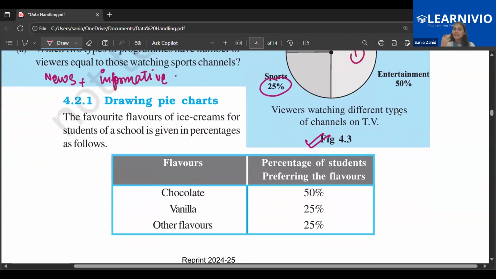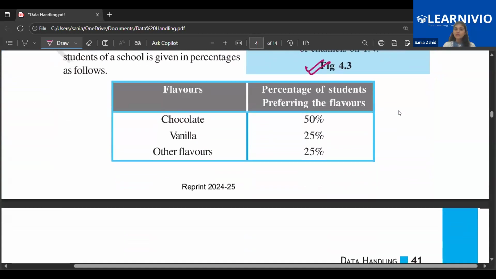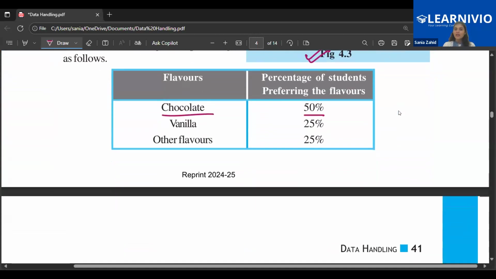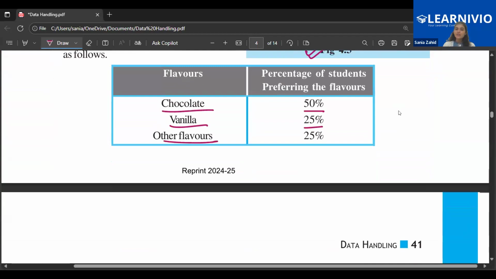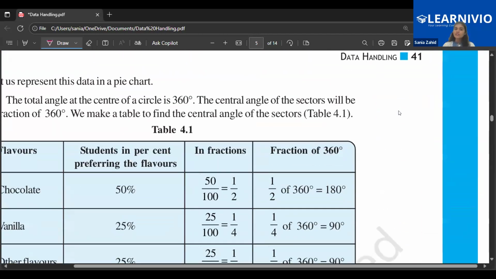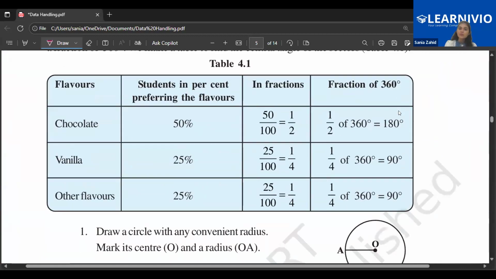Next is children. Now this was basically analyzing the pie chart. Now we come to how are you going to draw the pie chart. So for example, you have chocolate is 50% and vanilla is 25% and other flavors is 25%. This is the information that is given. According to this information, now how will you draw the pie chart? So children, first of all, we have to do it in a step-wise manner. See, this type of table you will be preparing.